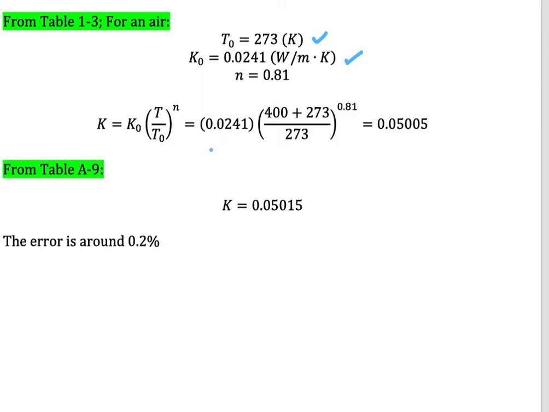So then we substitute everything, and we get that the value of k is 0.05005. But if we compare with the table that I showed you just now, the value is 0.05015. So the error is around 0.2%. So this is just to show you a few ideas for when you have something a little bit complicated, or when you do your research with different types of conditions.